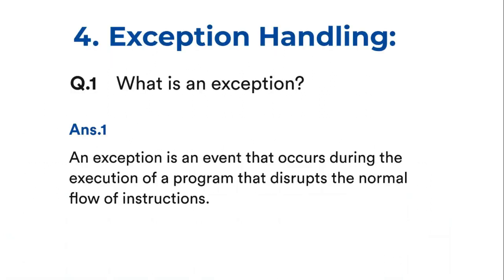Now the questions will be asked from exception handling. From the exception point of view, what is an exception? An exception is an abnormal event which disrupts the flow of execution. In a formal way, an exception is an event that occurs during the execution of a program that disrupts the normal flow of instructions. That normal flow of execution will be interrupted.